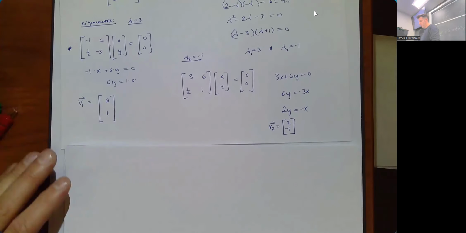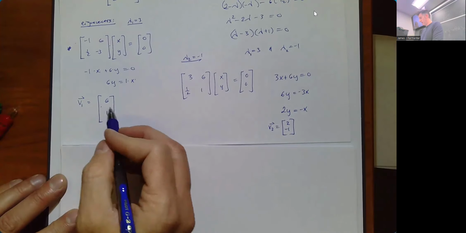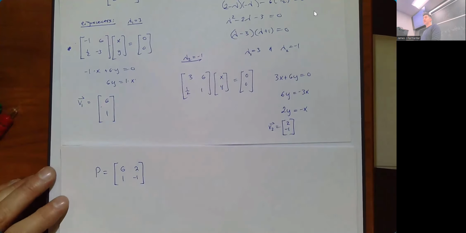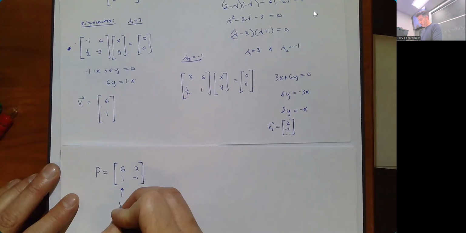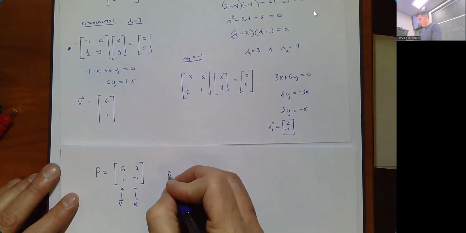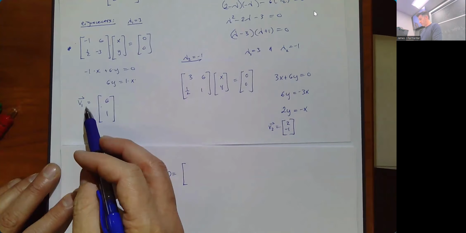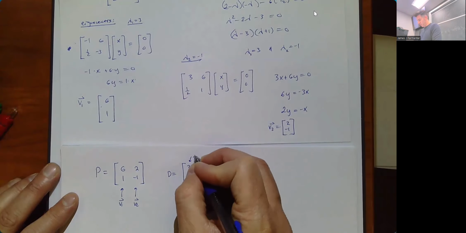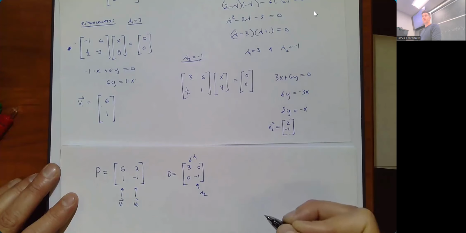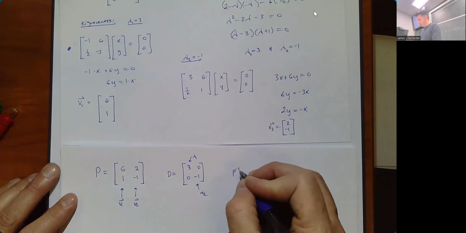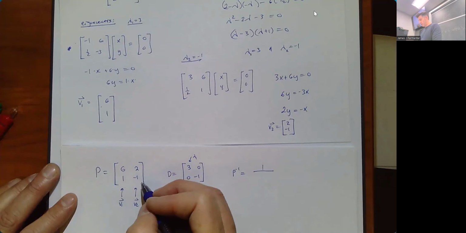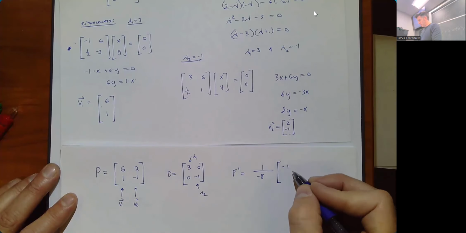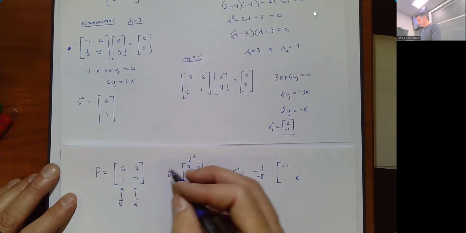Then we find P. P is just take that vector and that vector and write them as columns: 6, 1, 2, -1. We can also write down D. Be careful: if that's V1 and that's V2, then lambda 1 has to go first, and lambda 1 was 3. So there's our lambda 1 in the first column, lambda 2 in the second column. And then P inverse we have to calculate. It's going to be 1 over -6 minus 2, which is -8. Then we take this matrix, interchange 6 and -1, and change the signs of 2 and -1.